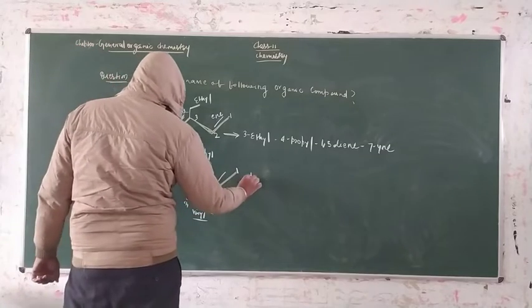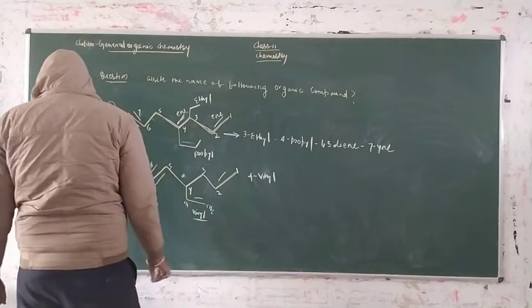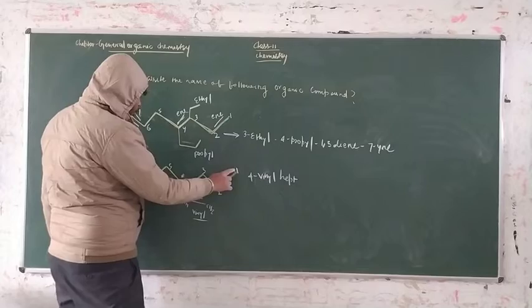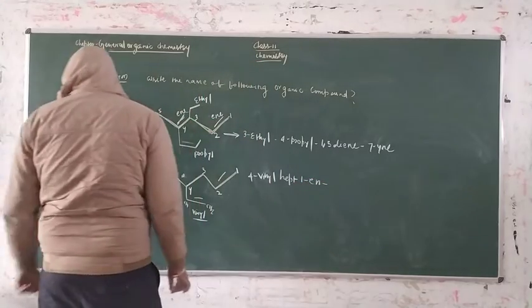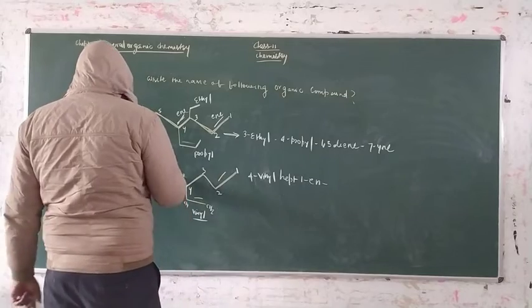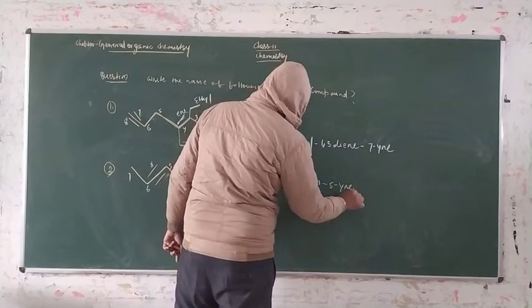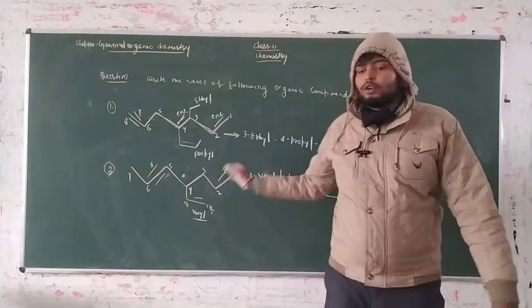This is 1, 2, 3, 4, 5, 6, 7, and this is the name of an 8 carbon chain. This is 4-vinyl, hept, 1-ene, and the 5 position is taken to be 5-yne. That means this is the answer for both questions. Take a note of it.